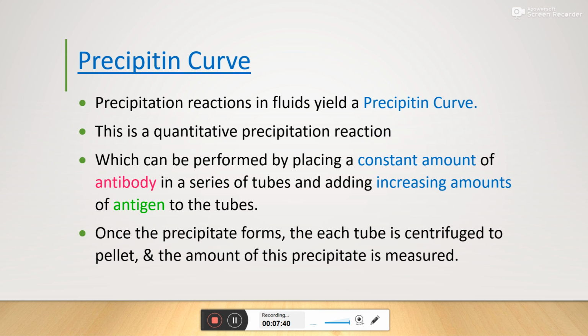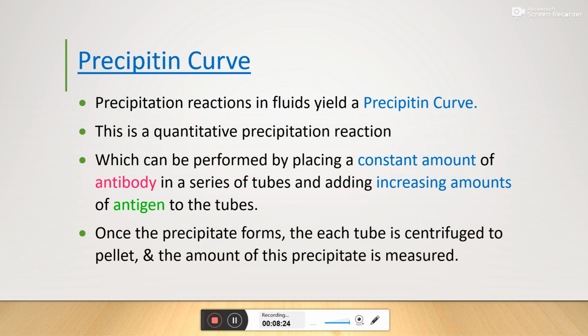Likewise, we are adding the series of test tubes. As a result of their interaction, once the reaction takes place, a precipitate forms. After the formation of this precipitate, we can take the tube and centrifuge it into pellets, and thus it gives the amount of precipitate formed in the reaction. Thus we can calculate the amount of precipitate in the reaction.